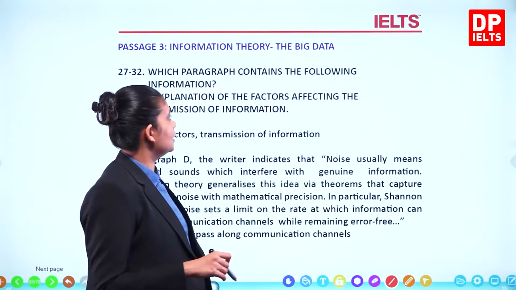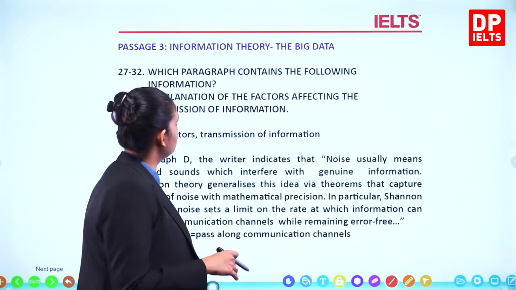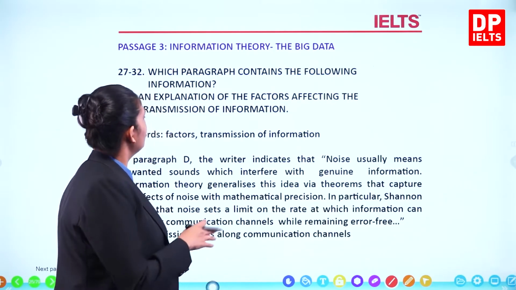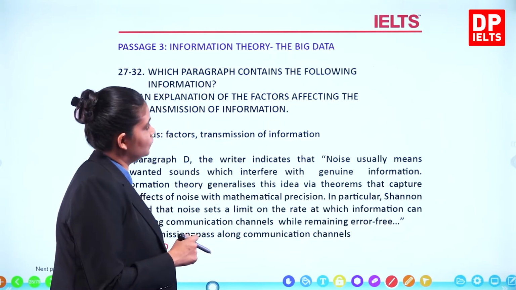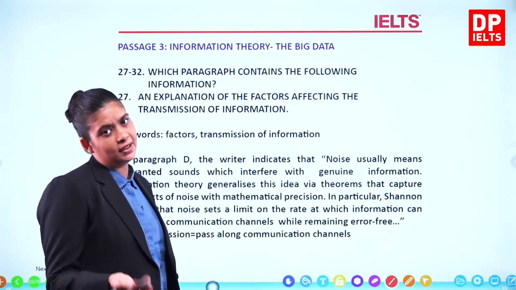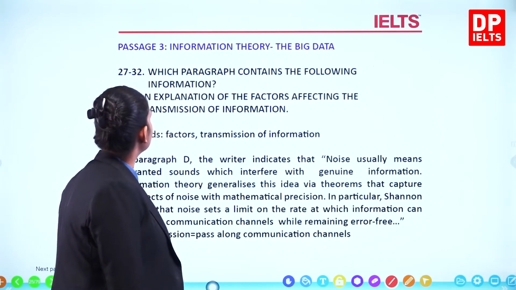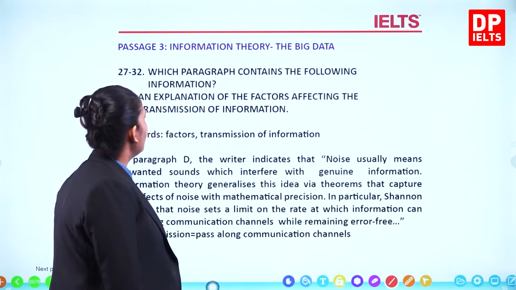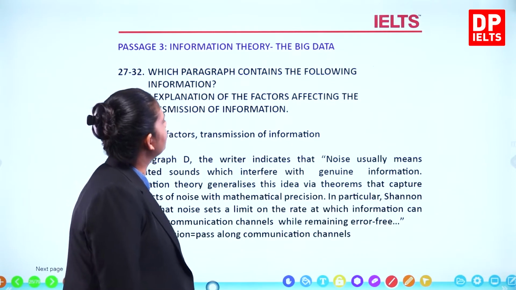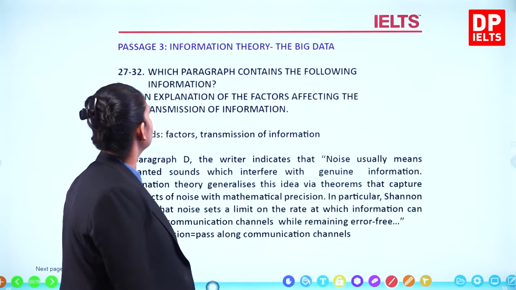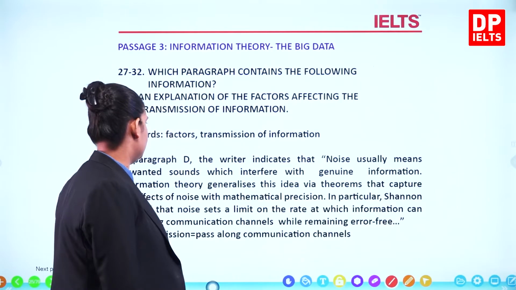The last passage, right, and we're starting with question number 27. The passage is about information theory, the big data. Some people call it data, okay. Which paragraph contains the following information? An explanation of the factors affecting the transmission of information, right.